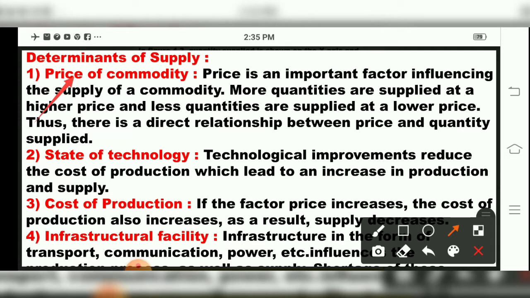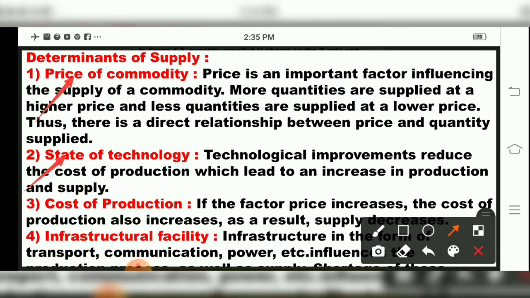Now, the second determinant of supply is state of technology. Technological improvements reduce the cost of production, which leads to an increase in production and supply. So technology also has a big impact on supply, children. If we use advanced technology in the production process, it reduces the cost of production, and when cost of production is reduced, there is an increase in production and supply.